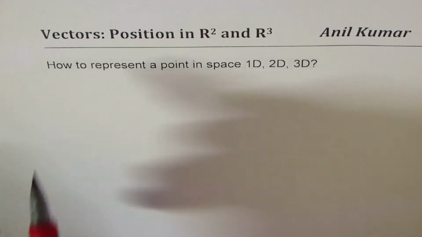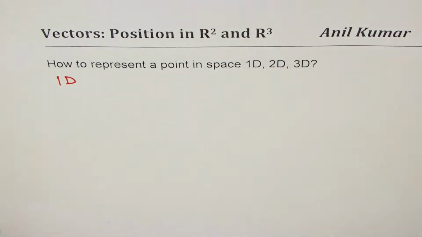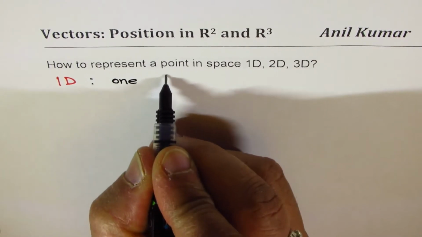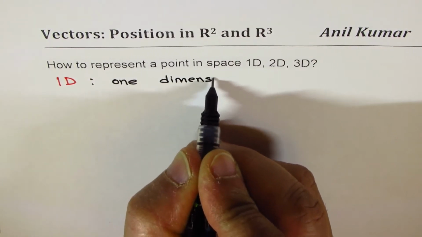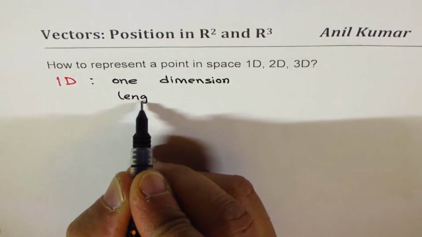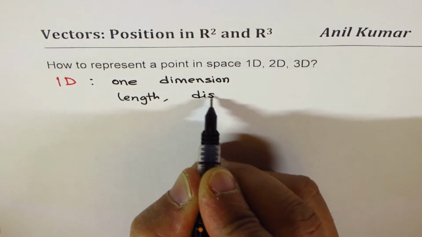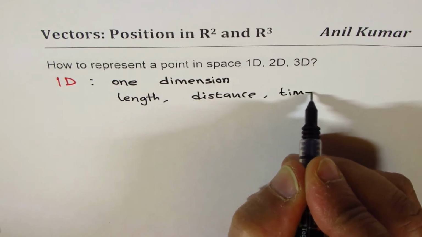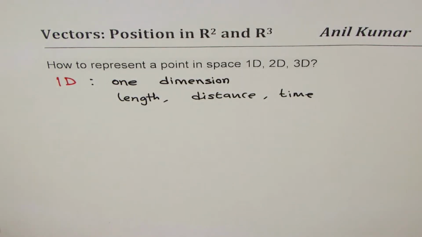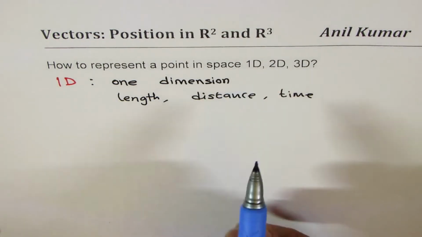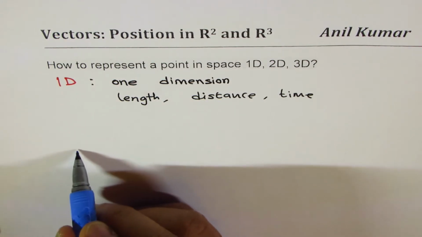What does it mean? Now when I say 1D, I mean we want to have only one dimension, right? So generally that one dimension could be length, could be distance, something like this, right? Could be time, right? Any one of them taken at any instance, right? So that is one dimension. How do we represent things in one dimension? We represent with the help of a number line.